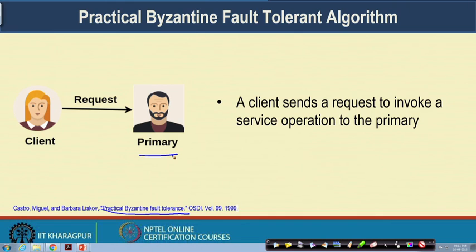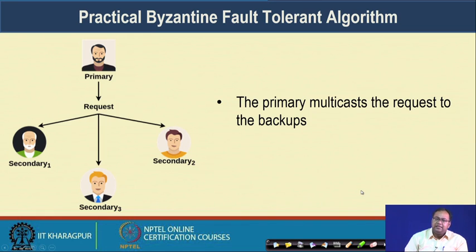So, all these client requests are moved to the primary. Then the primary sends this request to all the secondary replicas. So, this primary multicasts the request to the backups. These backups are the secondary replicas, whatever you call them. So, this information is sent to the backups.